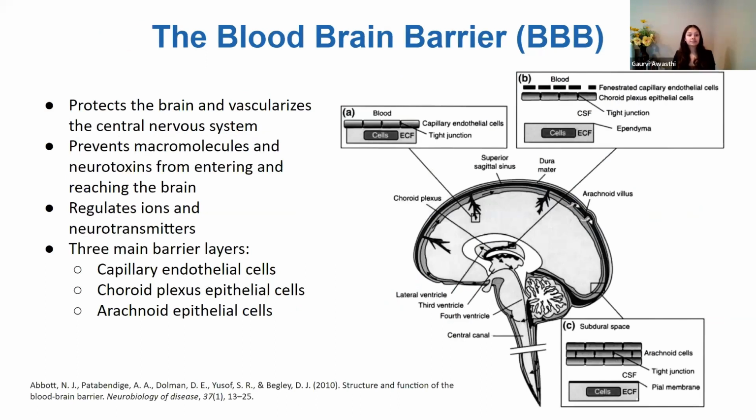In addition, it is important to discuss that the reason brain tissues are removed is because of the blood-brain barrier. The blood-brain barrier is a protective layer comprising three main layers, shown in detail to the right. Overall, it is responsible for the vascularization of the central nervous system as it supplies blood and necessary nutrients to the brain, while also preventing macromolecules and neurotoxins from entering and reaching the brain.